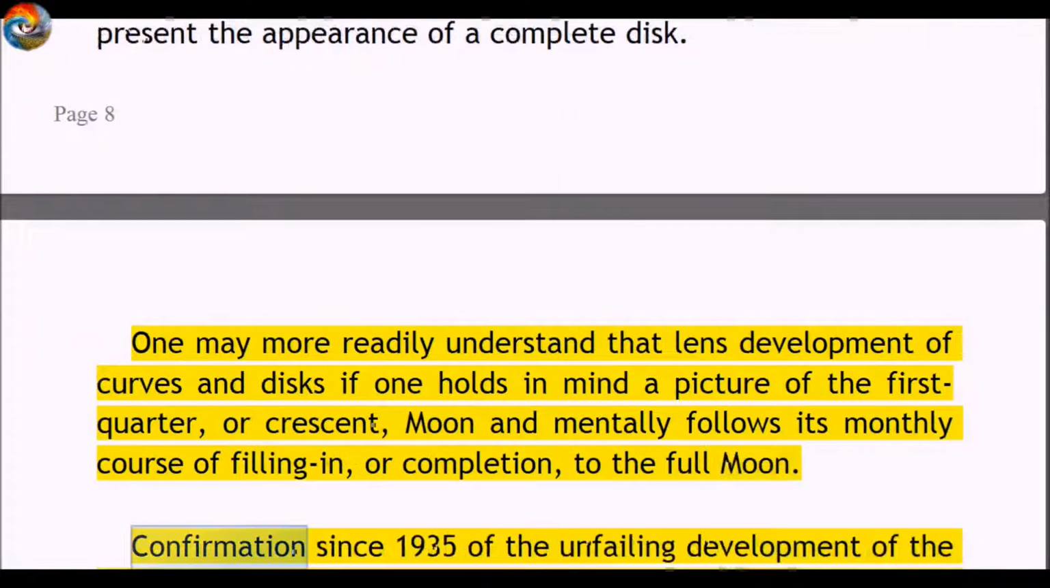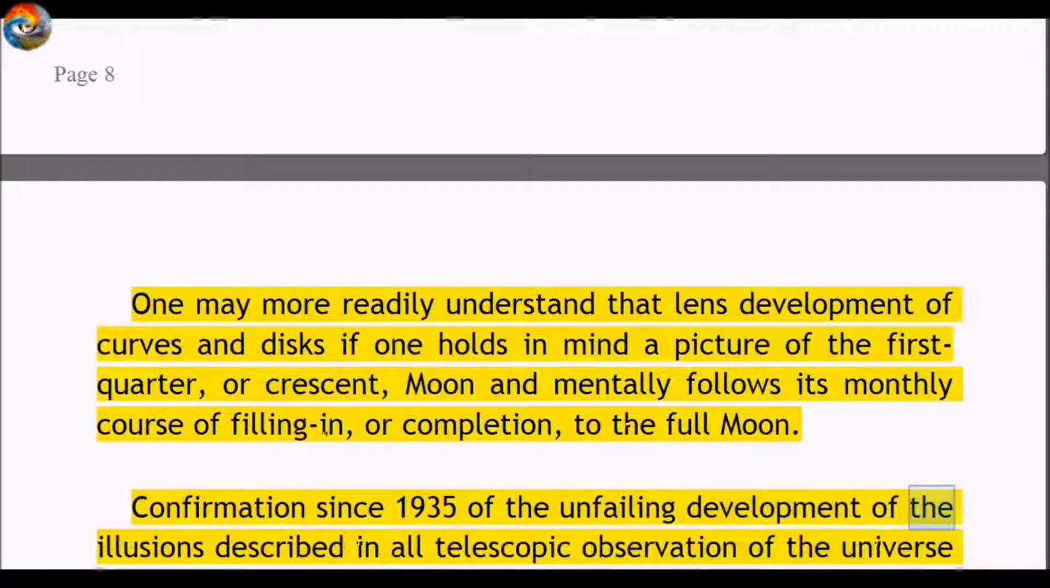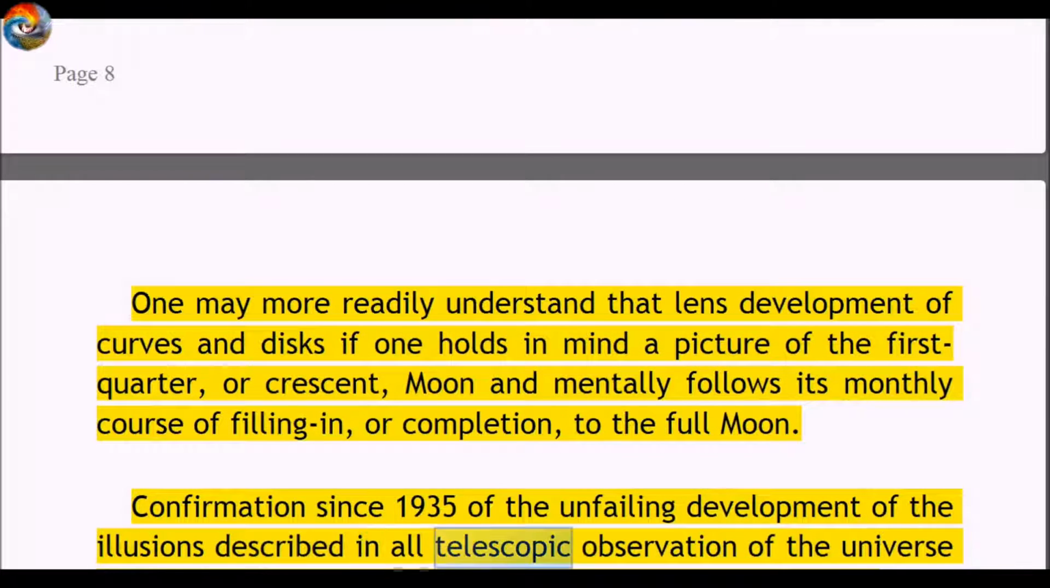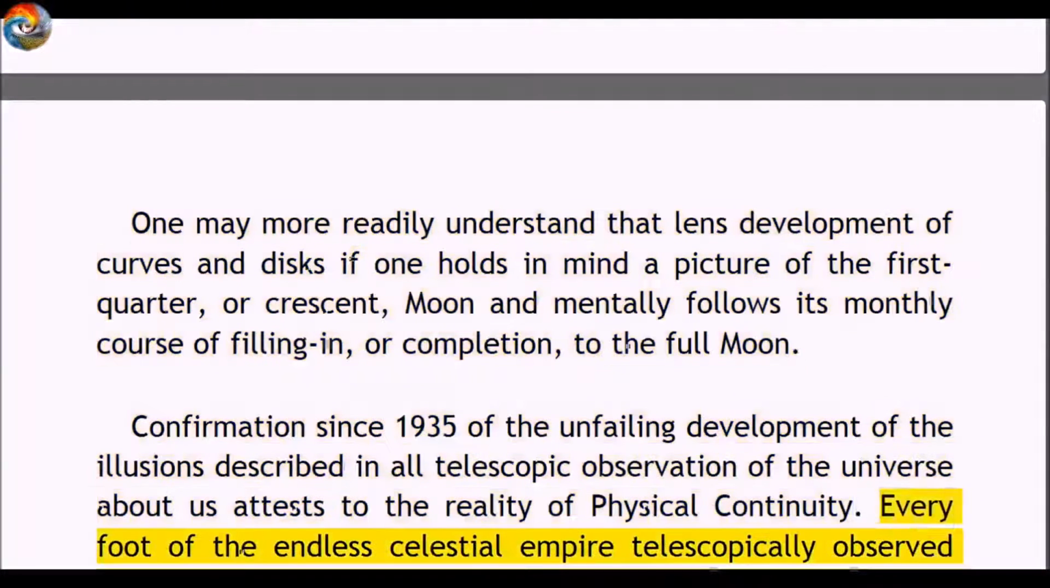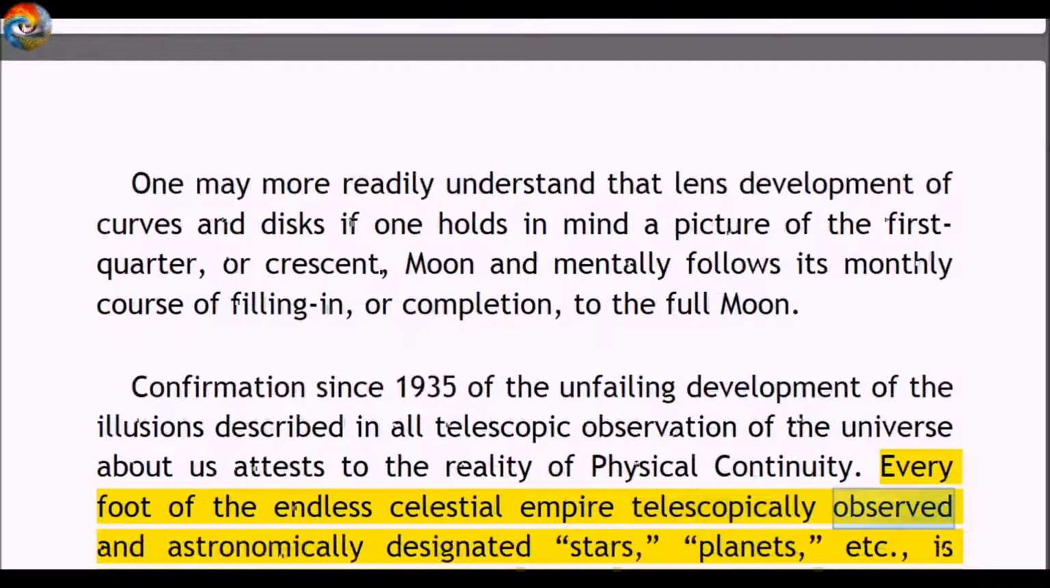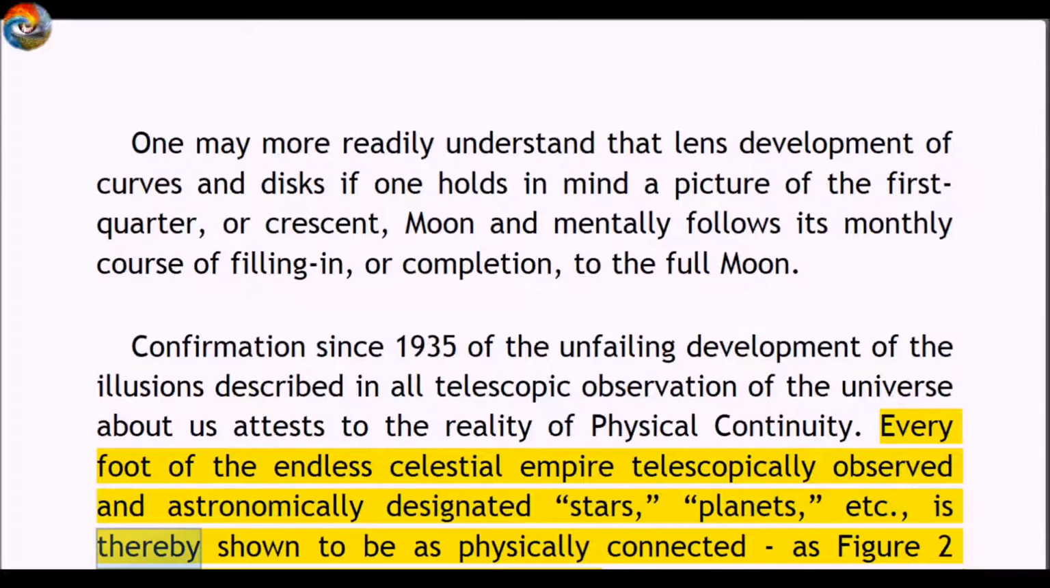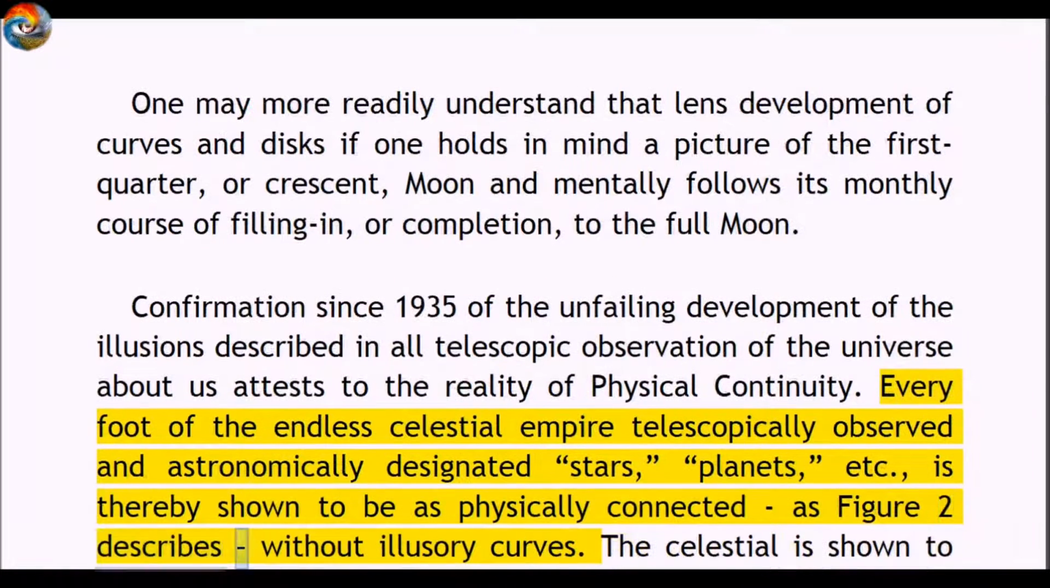Confirmation since 1935 of the unfailing development of the illusions described in all telescopic observation of the universe about us attests to the reality of physical continuity. Every foot of the endless celestial empire telescopically observed and astronomically designated stars, planets, etc., is thereby shown to be physically connected, as Figure 2 describes, without illusory curves.